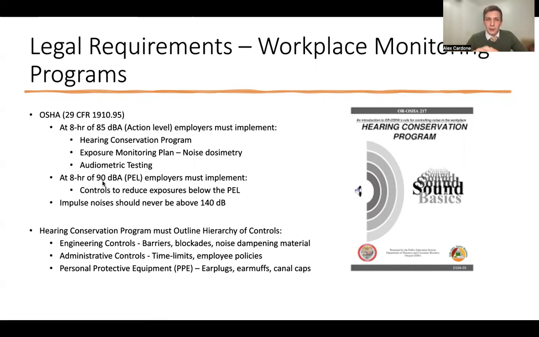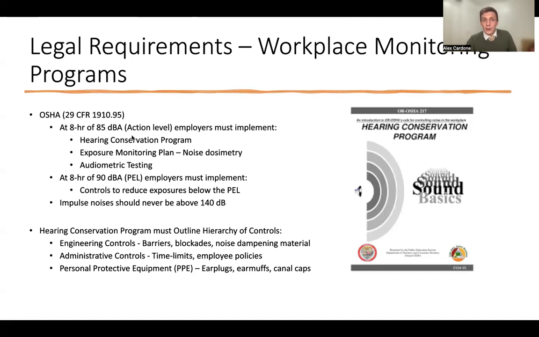If you keep in mind the exchange rate, OSHA has 2 levels: the 90 decibel PEL, and then if you double the amount of time, that's 85. If you go one exchange rate below, that's the action level. The action level just means they're warning employers that, hey, you need to start looking at hazardous noise now.